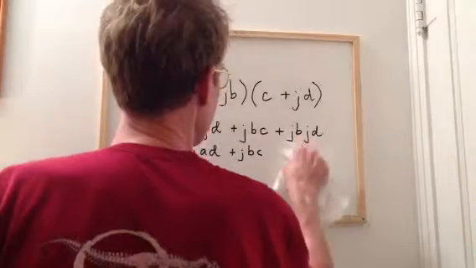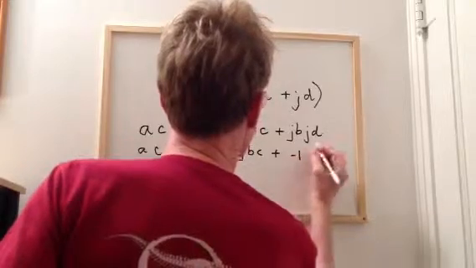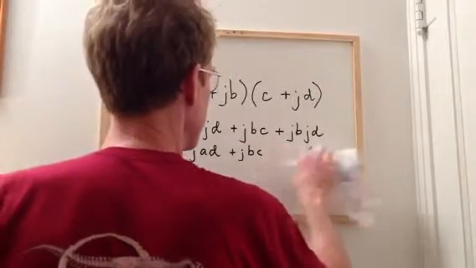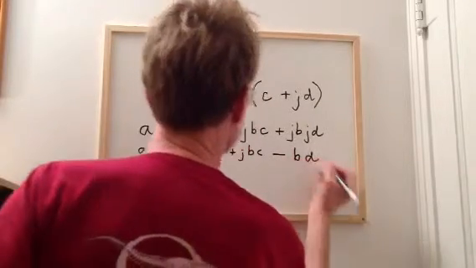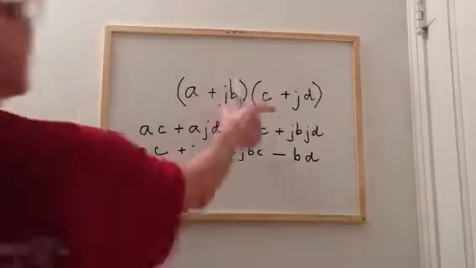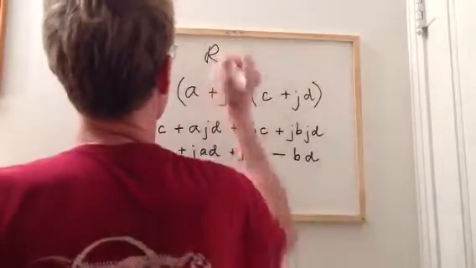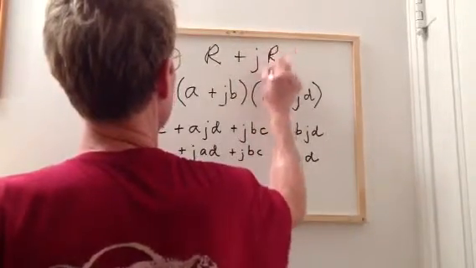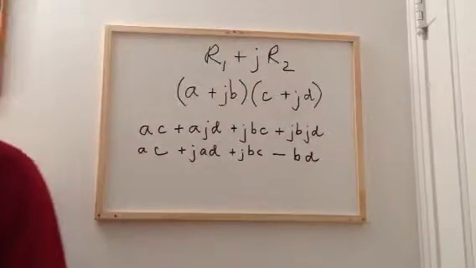So what we end up with here is plus -1 times BD, which is just the equivalent of subtracting BD. Well, we're getting there. We want to get this product into the standard complex number form, which is a real number plus J times another real number. Let's call them R1 and R2. We want to get it into that form.